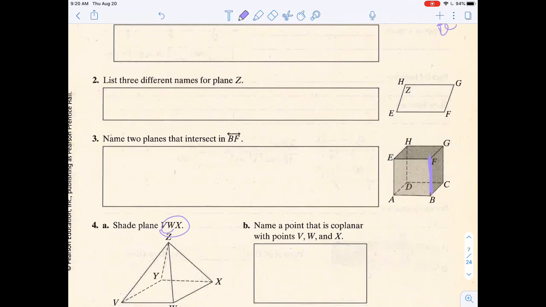All right, you should be set to go ahead and try these questions. When you get done, go ahead and check them with me, and then you can start your homework.